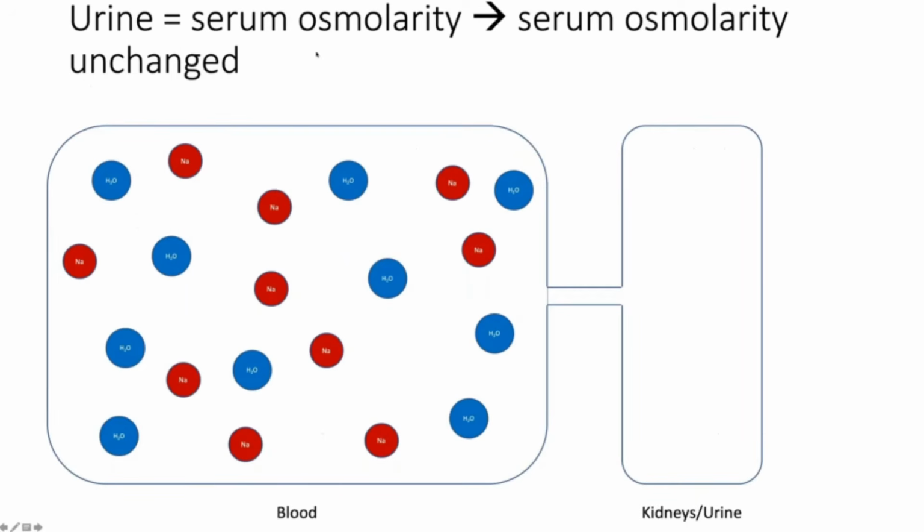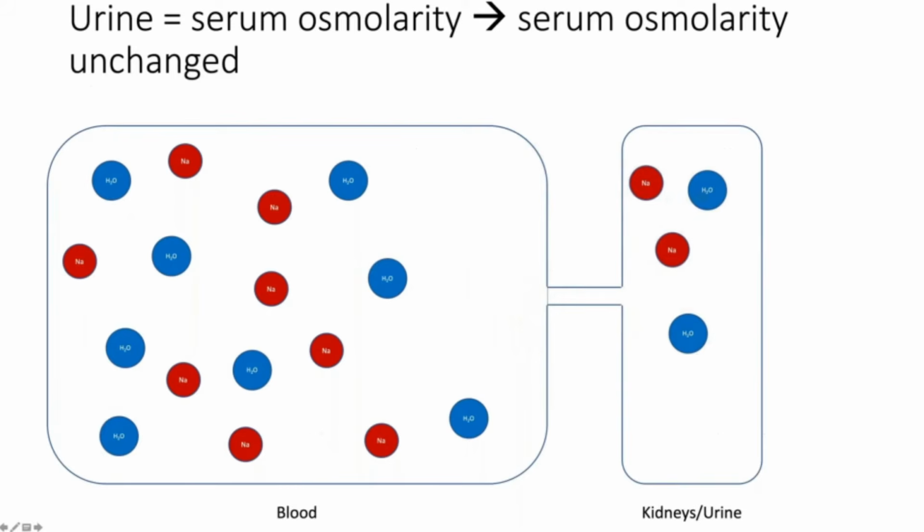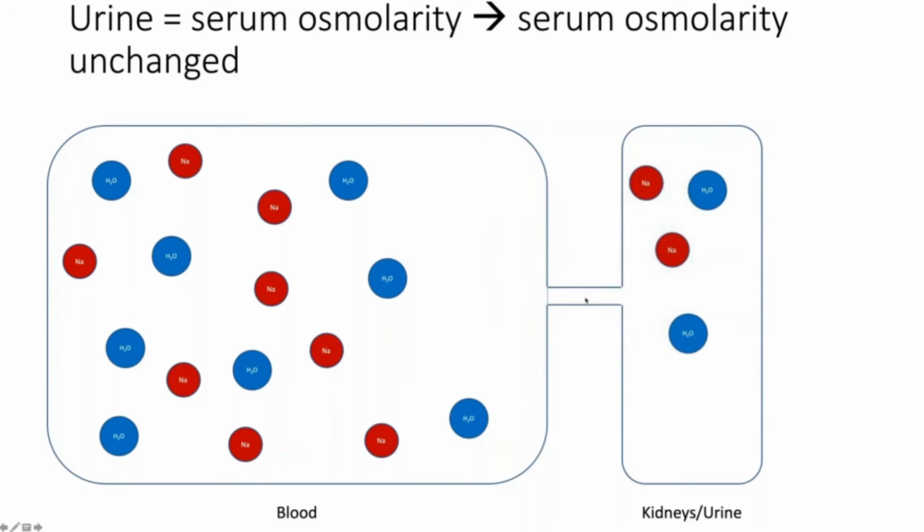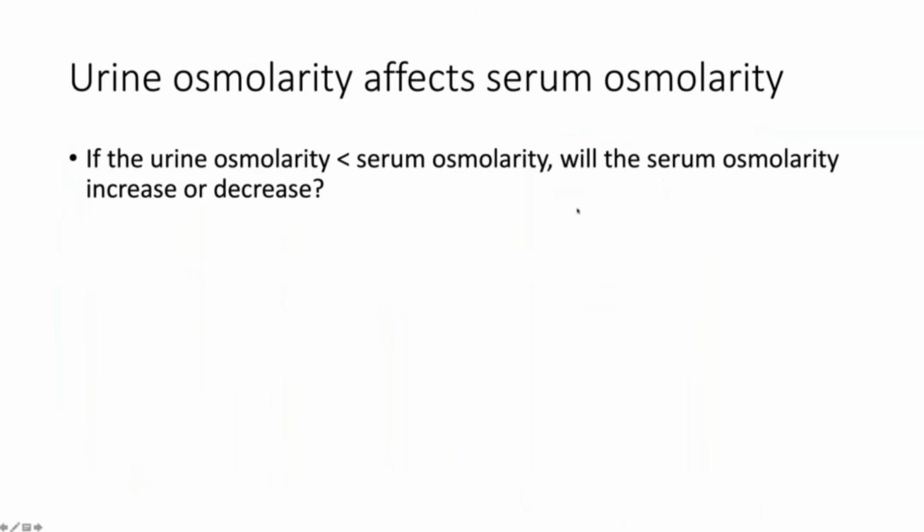Great. Okay. So if I were to lose sodium and water in equal proportions, the total concentration of sodium to water is going to be unchanged. If my urine equals my serum osmolarity, so there's 10 sodiums and 10 waters. Yep, 10 and 10. So if I lose 2 sodiums and 2 waters, the proportion is still the same. I've got 8 sodiums and 8 waters here. Cool. Makes sense? All right. So Giovanna, if the urine osmolarity is less than the serum osmolarity, will the serum osmolarity increase or decrease?